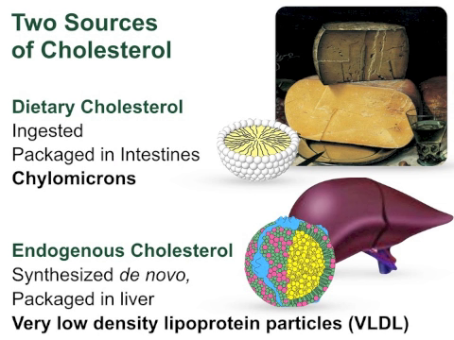There are 2 sources of cholesterol, dietary cholesterol and endogenous cholesterol. Dietary cholesterol is ingested in the foods that we eat. It's packaged into transport micelles, and this happens in the intestines. These micelles are called chylomicrons. Endogenous cholesterol, on the other hand, is synthesized de novo. It is packaged up in the liver into transport units called very low-density lipoprotein particles that include both lipid and protein, and we'll talk about both of these later on in more detail.